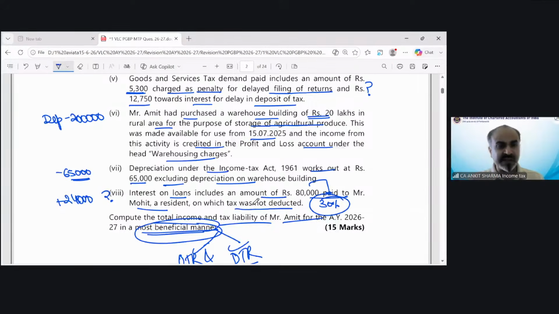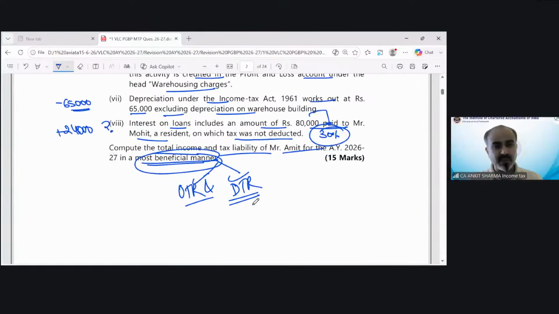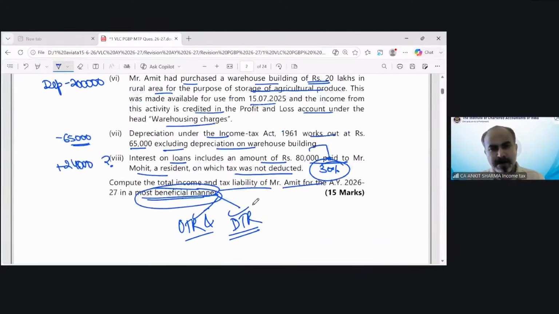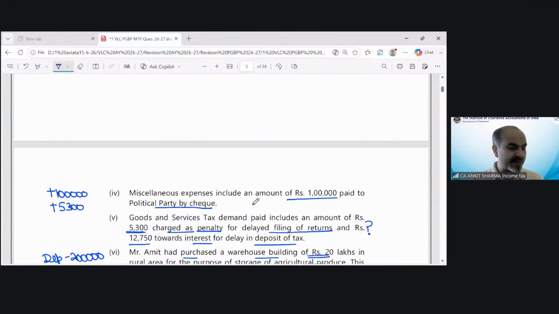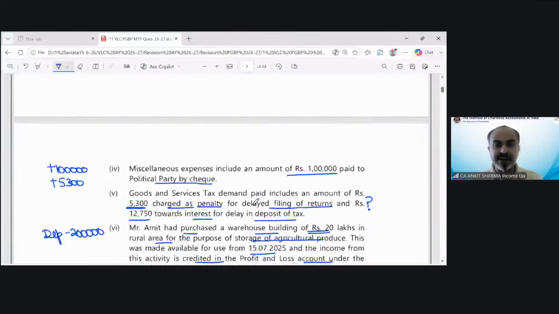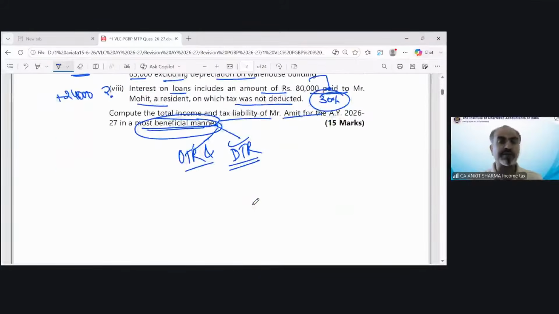Now, if you see, all the treatment has been done as per PGBP. Now we need to calculate the total default tax regime income under PGBP. So after all this, plus minus, our net profit would be 50,340,50. This is PGBP under the default tax regime.